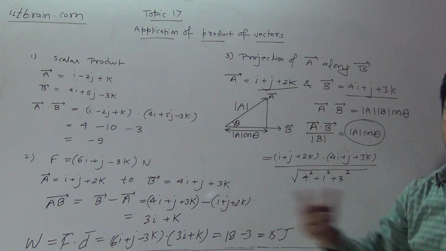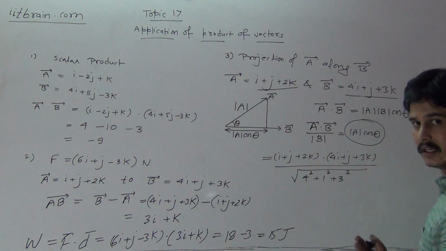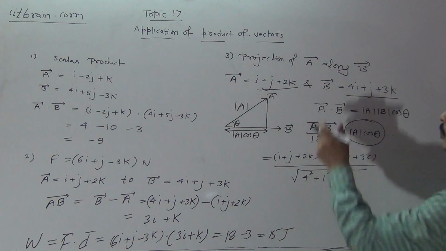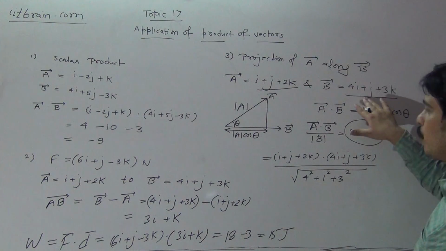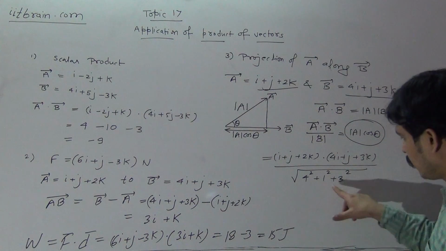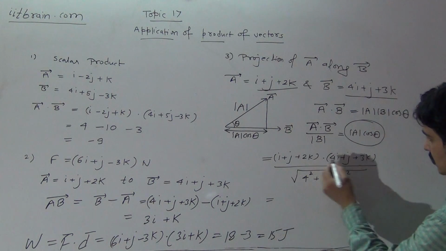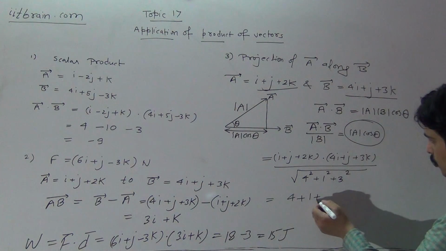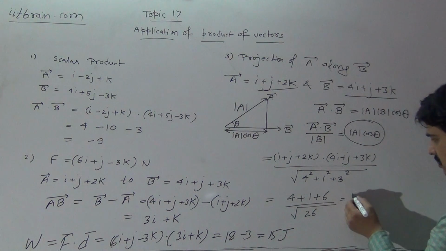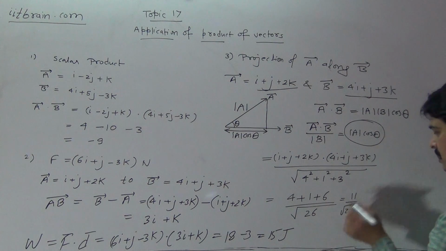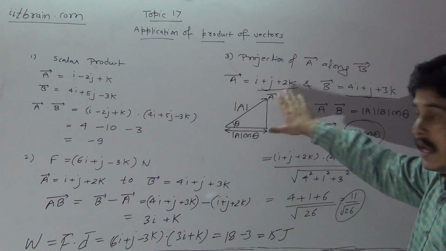Whose direction is preferred? That mod is here in the denominator. The denominator contains the mod of the direction, not of the vector. a is the vector here and b provides its direction. So mod will be associated with b. And now the dot product is 4 times 1 is 4, 1 times 1 is 1, 2 times 3 is 6, divided by root of 26. It is 11 by root 26. This is the projection of a vector along b vector.